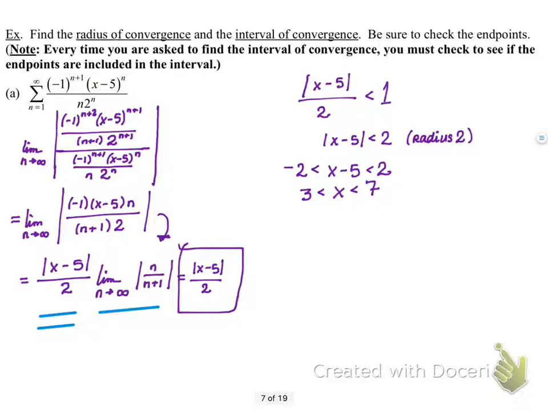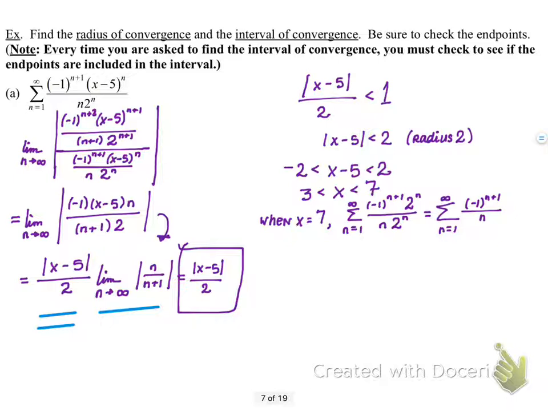Okay, so we know we have a radius of 2, and once we figured out that radius, we can figure out our endpoints. Now the tricky part comes in trying to figure out whether or not these less thans are strictly less than, or if they are less than or equal to. What we need to do is we need to examine the series at each endpoint.